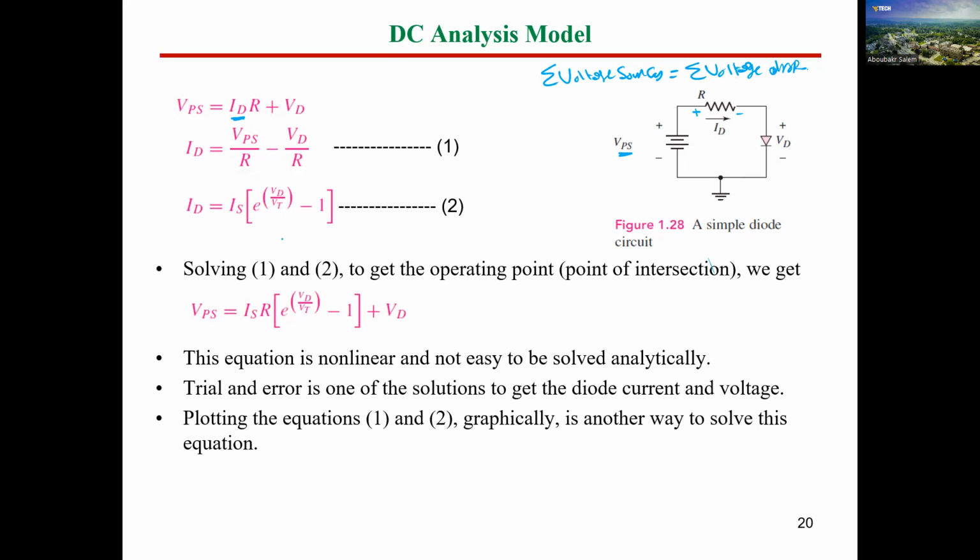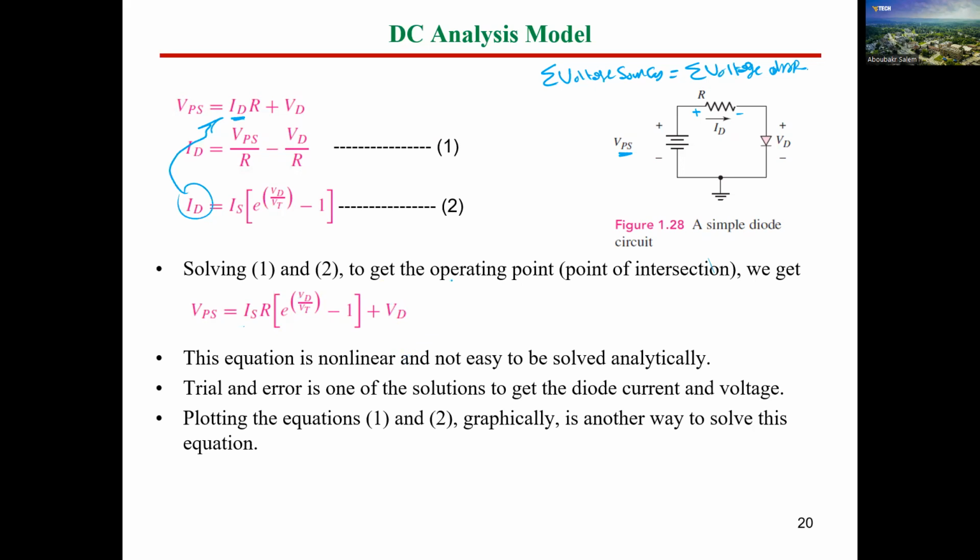Now we can solve the two equations together. So make these two equations equal together, 1 equal 2. Or let's substitute, guys, I here in this relation. So VPS equals I times R, so IS times R times e to the power VD divided by VT. Here we consider N equals 1, minus 1, then plus VD, the remainder term we have here. So this is the loop equation of our circuit here.